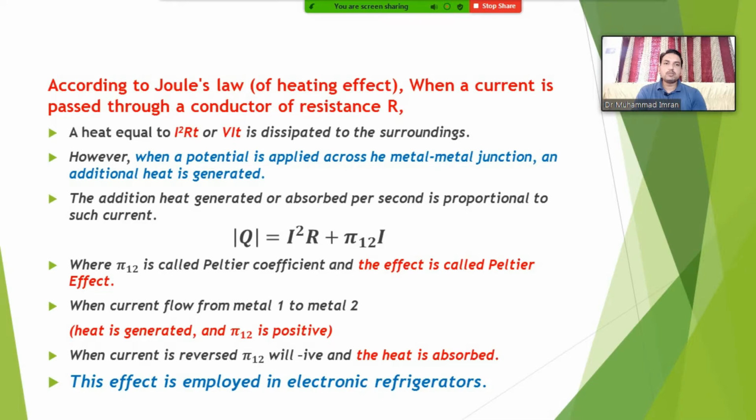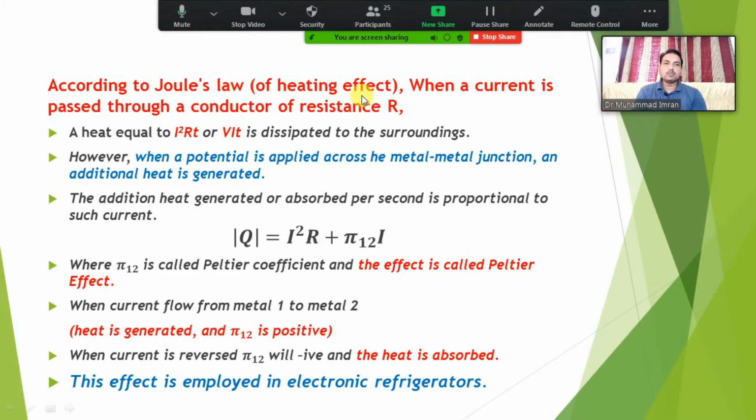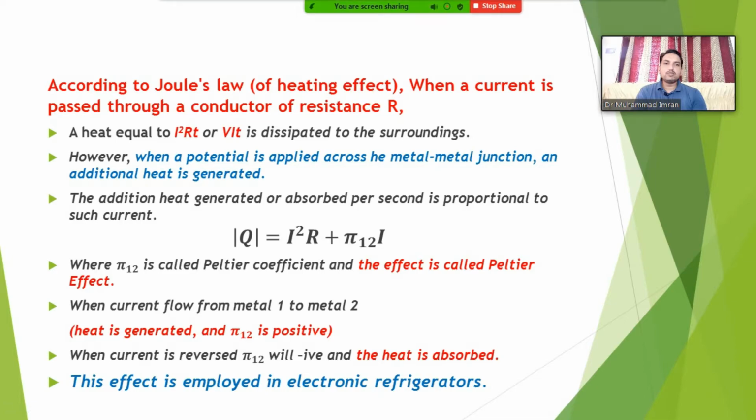According to Joule's law, Joule's heating effect, when current is passed through a conductor of resistance R, a heat equal to I squared R t, or V I t, is dissipated to the surroundings. Here t is time, I is current, V is potential difference, and R is resistance. So when current passes, the conductor dissipates heat to the surroundings.